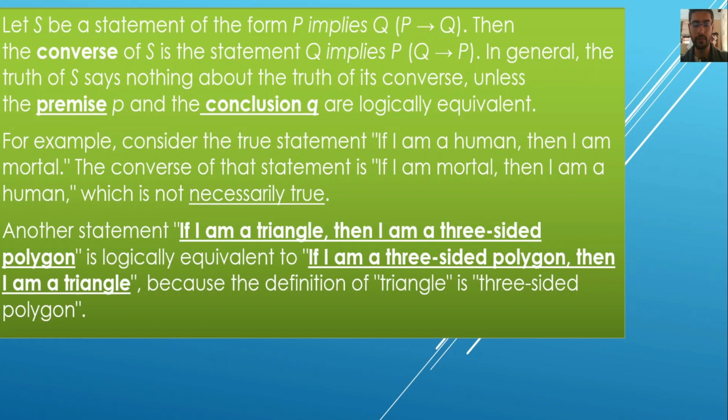So the example here is, if I am a human, then I am mortal, but the converse will not be true. So let's look at the converse. If I am a mortal, then I am a human, which is not necessarily true. Another statement: if I am a triangle, then I am a three-sided polygon. But the converse of this one will be true, 100% true. If I am a three-sided polygon, then I am a triangle, because the definition of a triangle is a three-sided polygon.